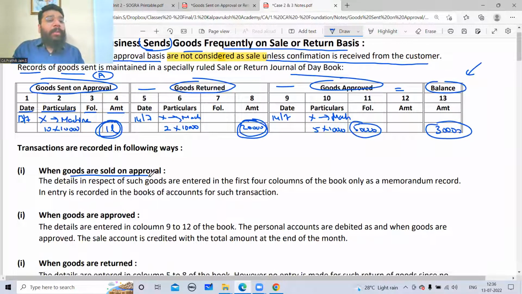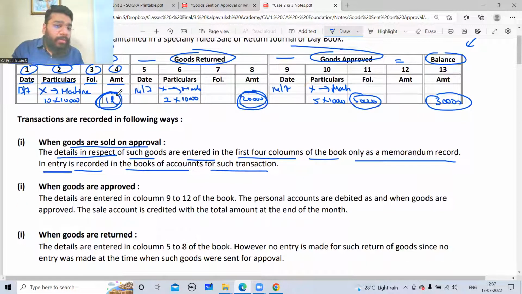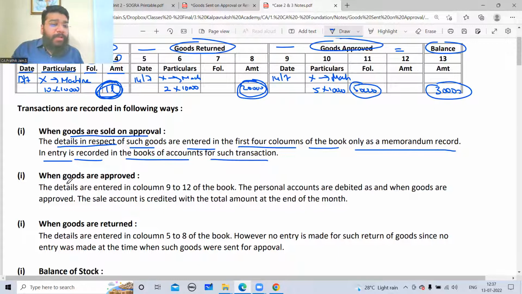When goods are sent on approval, the details in respect of such goods are entered in the first 4 columns. 1, 2, 3, 4. The first 4 columns will record the details of the goods that have been sent. They are entered in the first 4 columns of the book only as a memorandum record. No entry is recorded in the books of accounts for such transaction. When goods are approved, the details are entered in columns number 9, 10, 11, 12 of the book. The personal account is debited as and when the goods are approved.